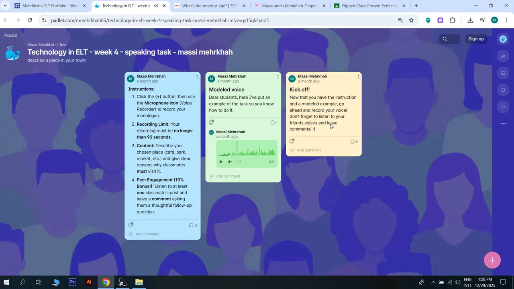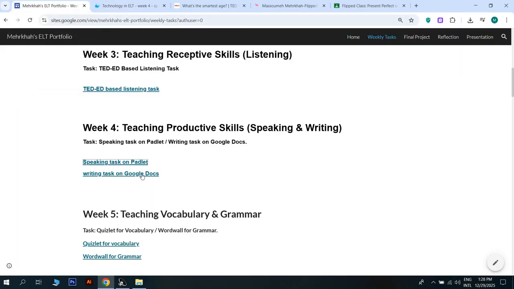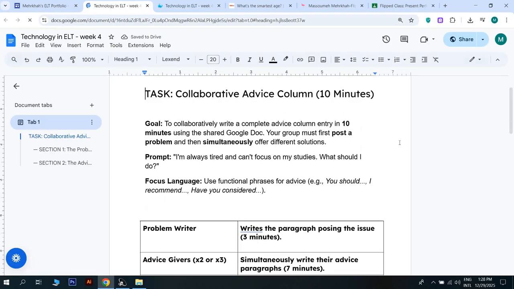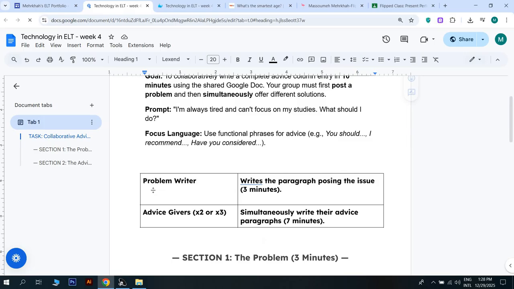And the kickoff was that the students had to record their voice and comment on other students' work. And also the writing part was done in Google Docs. The task was for students to give advice.